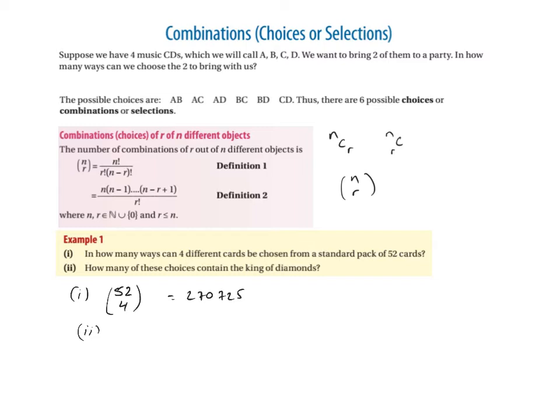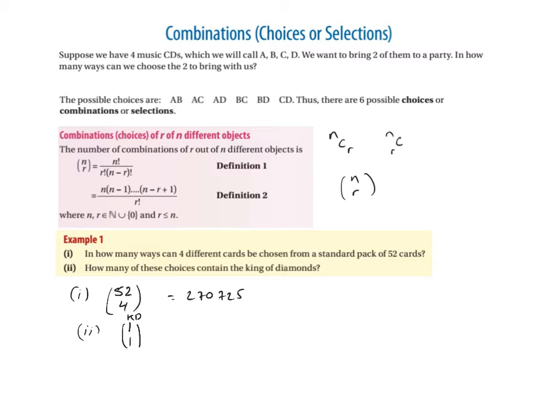The second part says, how many of these choices contain the king of diamonds? Okay, so now let's have a think about that. We still need 4 cards, but one of them needs to be the king of diamonds. So let's think, how many kings of diamonds do we actually have in a pack of cards? Well, there is only one king of diamonds, so I'm just going to put KD there for king of diamonds. So there's only one, and we need it.